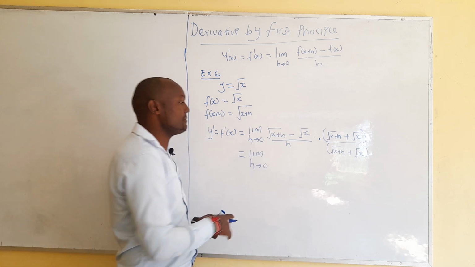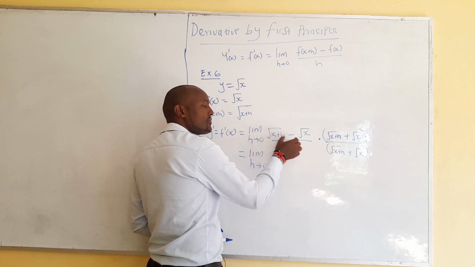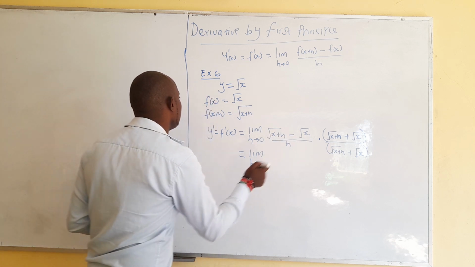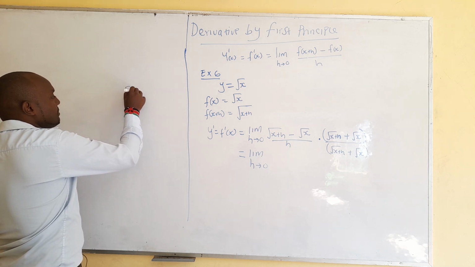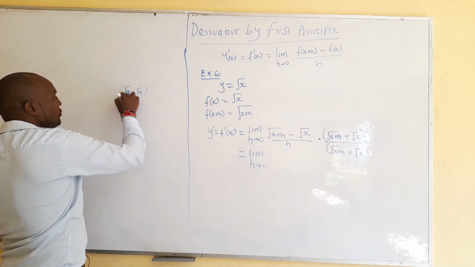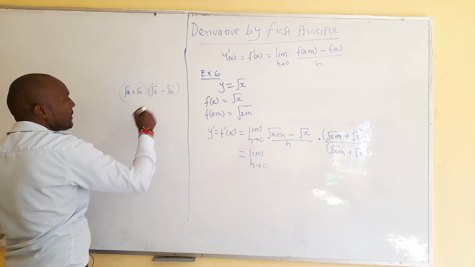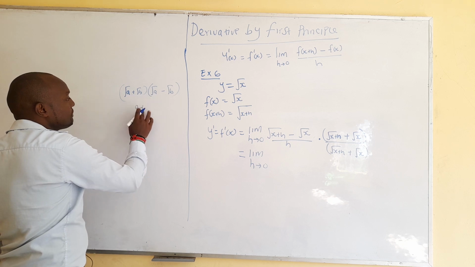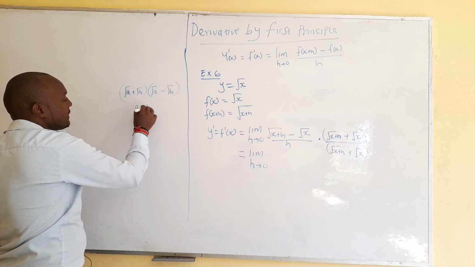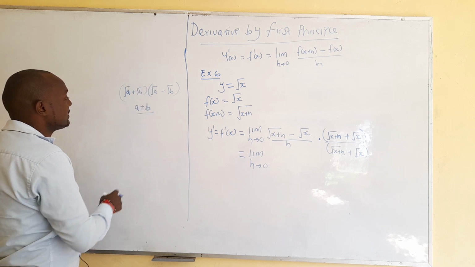Remember, when you are dealing with a surd, when you open this one, you have root of this one minus root of this one. If you have root of a plus root of b, we will multiply with the conjugate. What will you get with this one? You get a plus b.